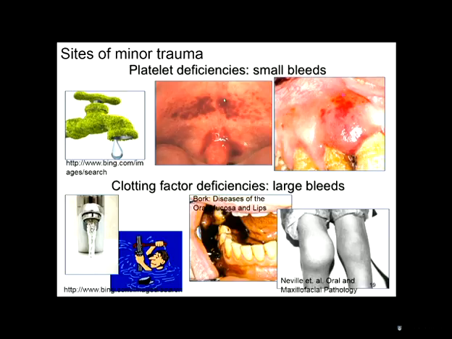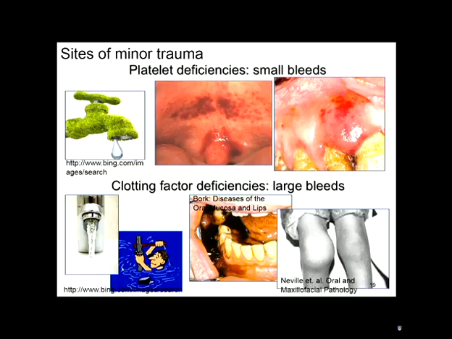Okay? Small bleeds. Because the clotting factors are fine. It's the platelets that didn't get there on time or didn't do a very good job of blocking the hole. Here's another example. Small bleeds. Petechia and ecchymosis and purpura, okay?